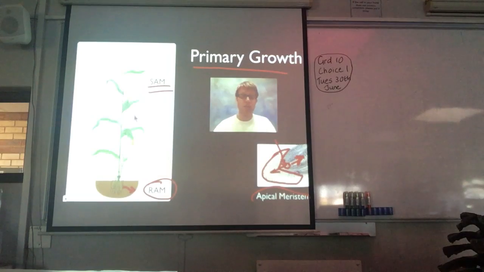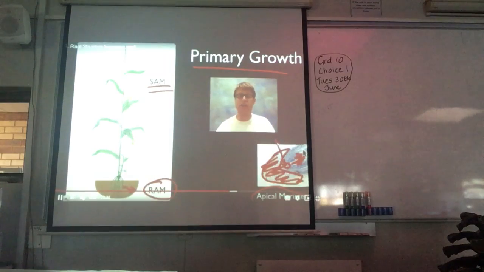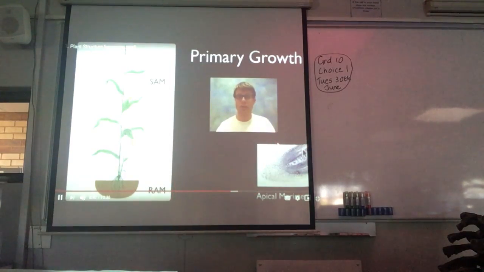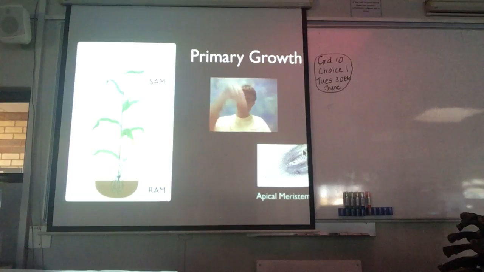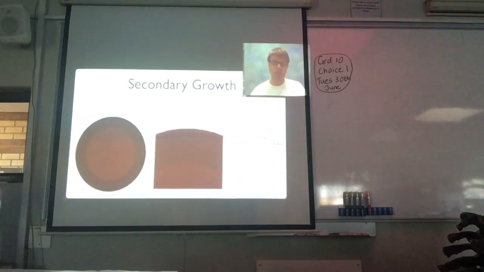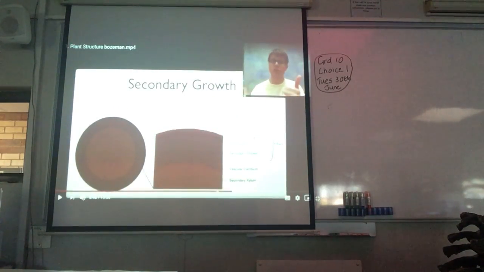If you look at the SAM, or the shoot apical meristem, it's not going to have this root cap because it doesn't have to, it's just pushing its way through air. But it's still going to have this meristem because it's producing new cells behind it, and as they mature, it gets bigger and bigger. So that's going to allow us to grow up and down, but we also have secondary growth. Okay, so that's where I'm stopping.